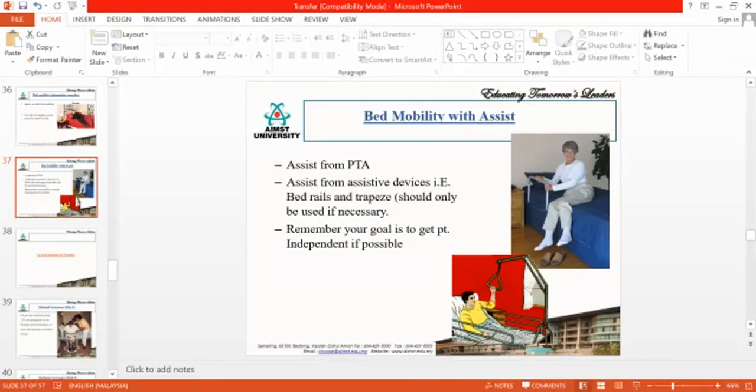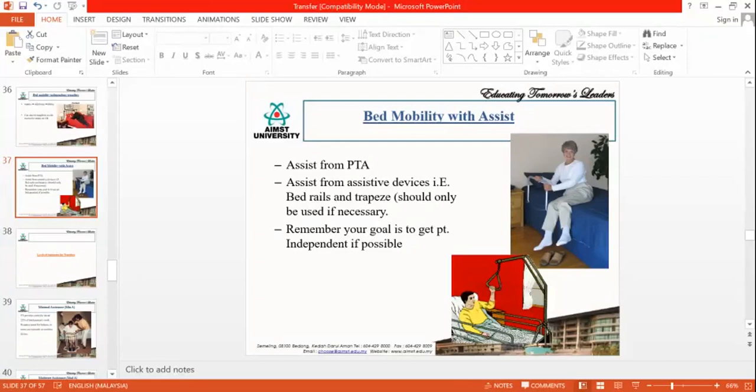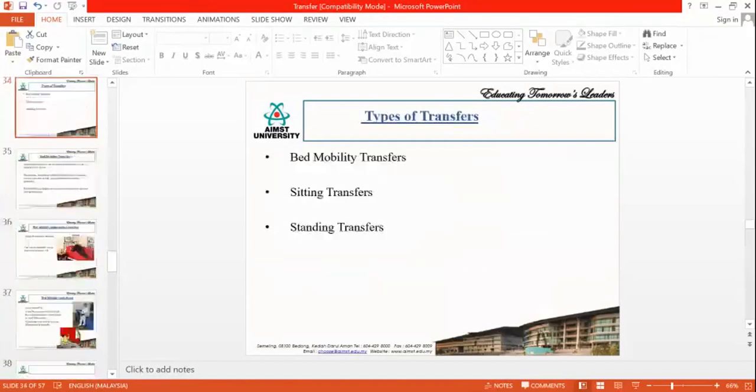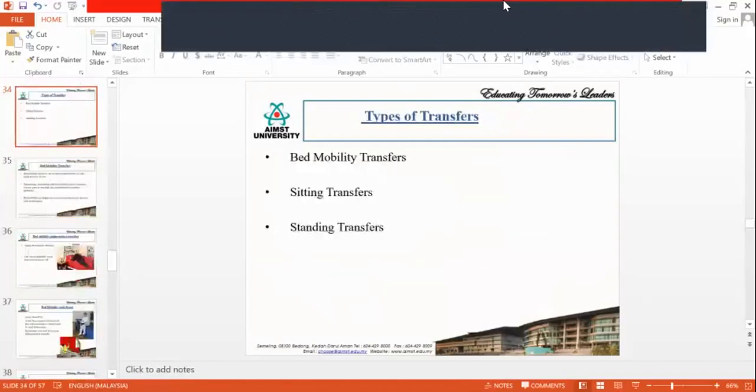How to position the patient in side lying with the pillow. How to position the patient in prone lying with the pillows. All these things you have already learned in your semester 1. Is that clear? So this is about bed mobility. The other, sitting and standing, we have already seen.